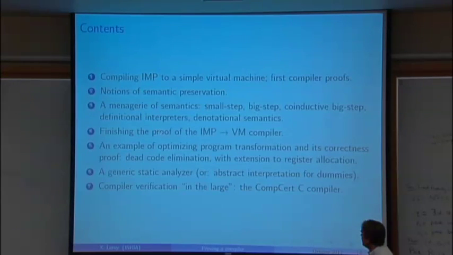And armed with this, we will revisit that proof of the IMP to virtual machine compiler. And then we'll do a little bit of program optimization and static analysis. So the optimization that we look at is called dead code elimination, and it's based on a static analysis called liveness analysis. So we will define and reason about all that, and extend it to register allocation, which is absolutely crucial optimization for all modern compilers.